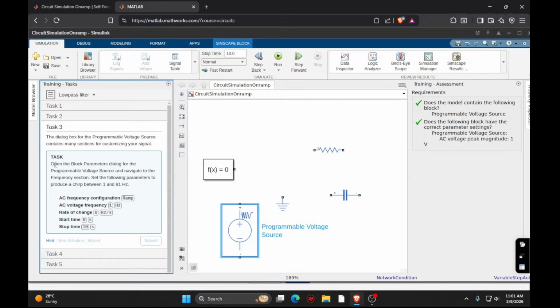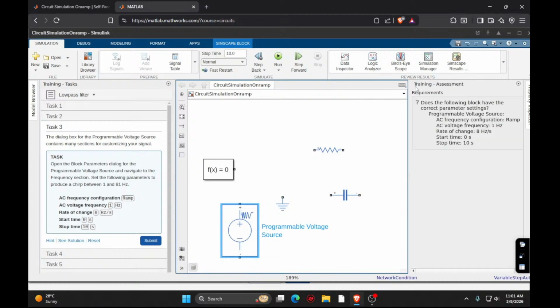Next, open the block parameter dialog. Why is my internet speed not good, although I have a 500 Mbps plan? Okay.